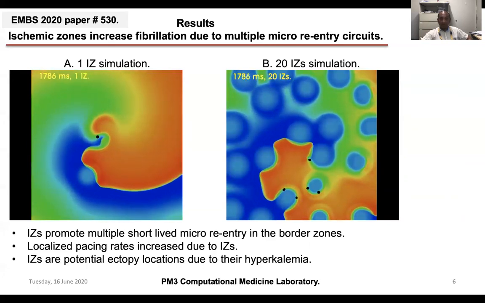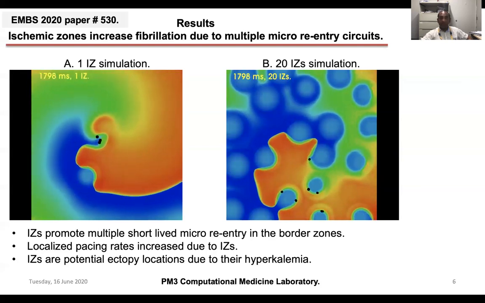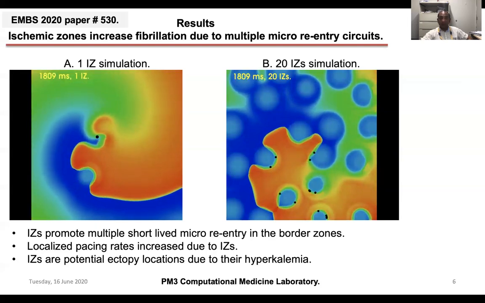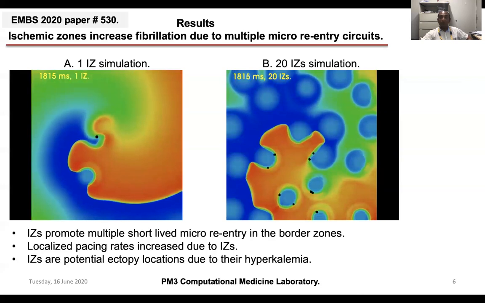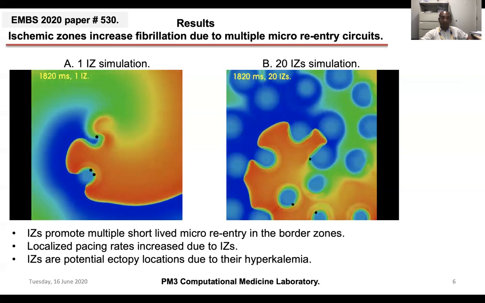These micro re-entrant circuits were short-lived. However, they did promote higher pacing rates, especially in the border zones. The ischemic zones, due to their hyperkalemia, also promoted ectopic behavior.